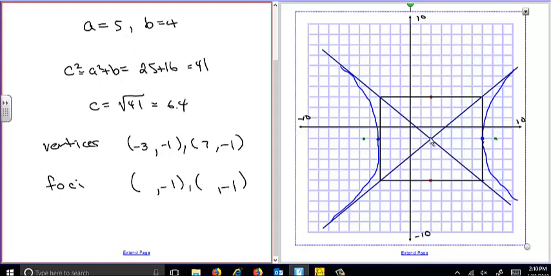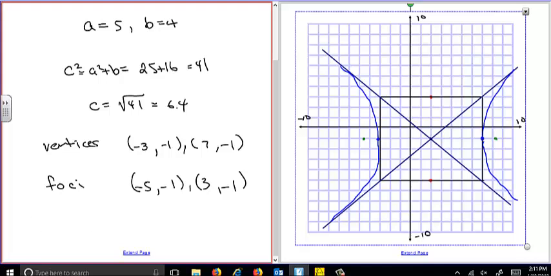And then in the y direction, we start at -1 and go down 4: -1, -2, -3, -4, -5. That's -5, and then we go up: -1, 0, 1, 2, 3. So it's 3. 3 minus -5 is 8, and 8 divided by 2 is 4. So we got that.